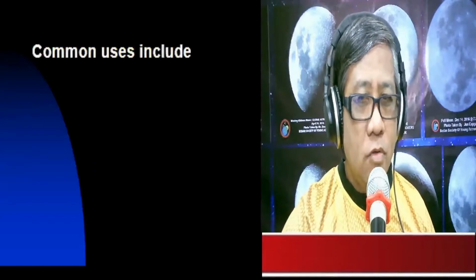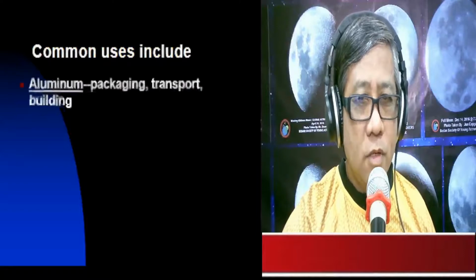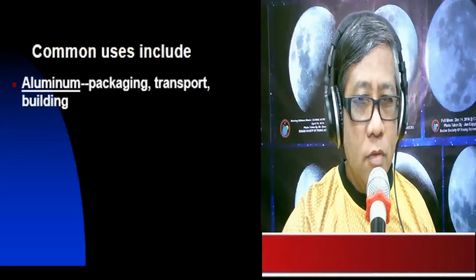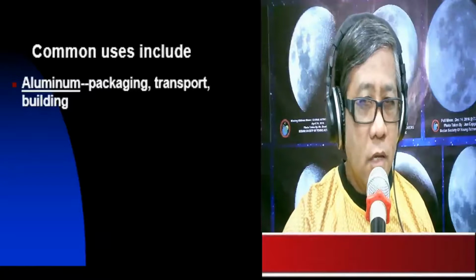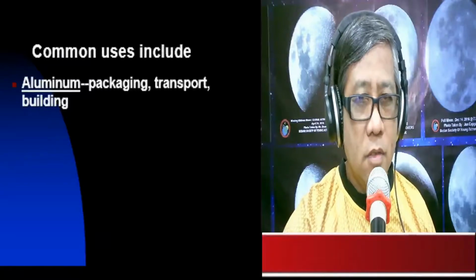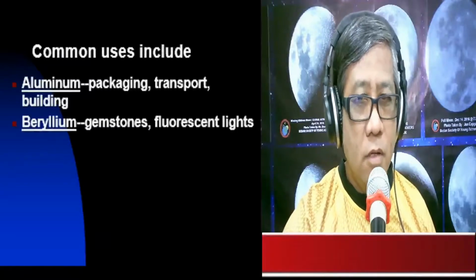Now, what are the common uses of minerals? For example, we have aluminum. Aluminum is used as packaging material in the transport industry. Aluminum is used in the building of automobiles and as building material. Then we have beryllium. Beryllium is used in the making of gemstones and in fluorescent lighting.